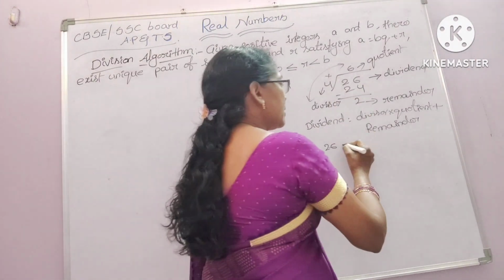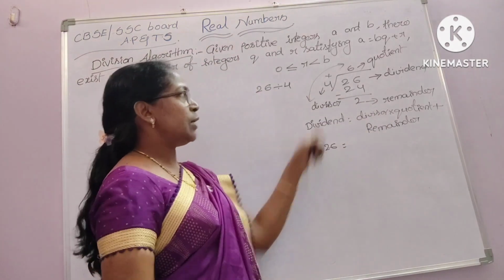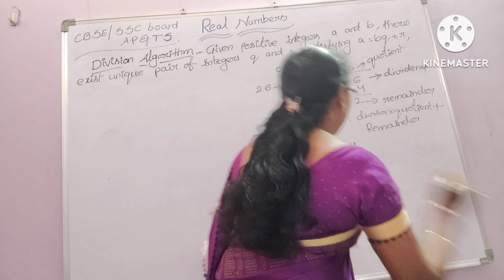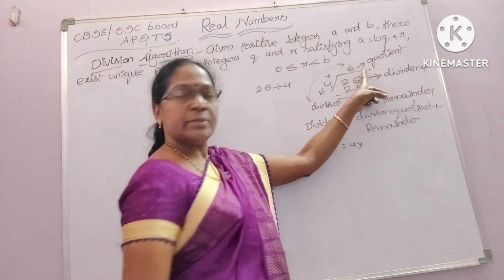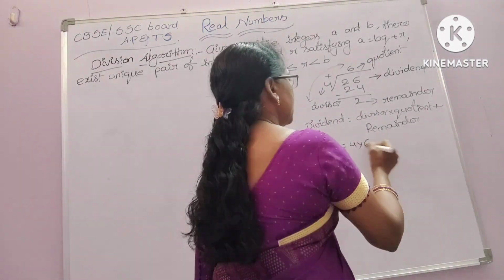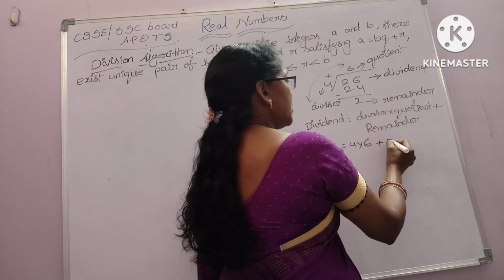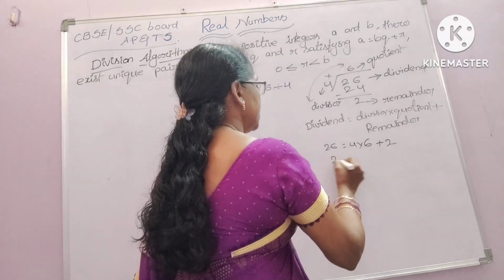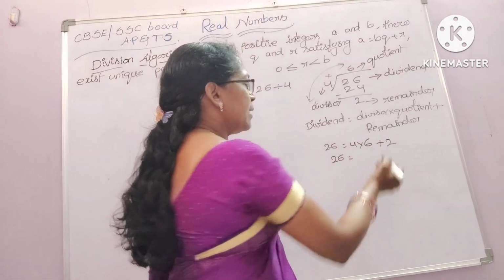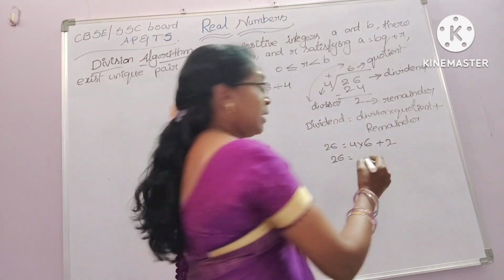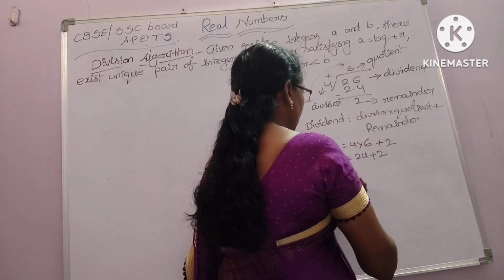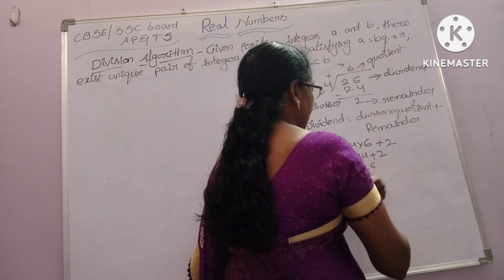Now 26 equals what? What is the divisor in this question? 4 is the divisor. So you write 4 into what is the quotient? 6 is the quotient. Into 6 plus remainder, equal how much? 2. 2 is the remainder. Now 26 equals 4 into 6, how much? 24 plus 2. So 26 equals 26.